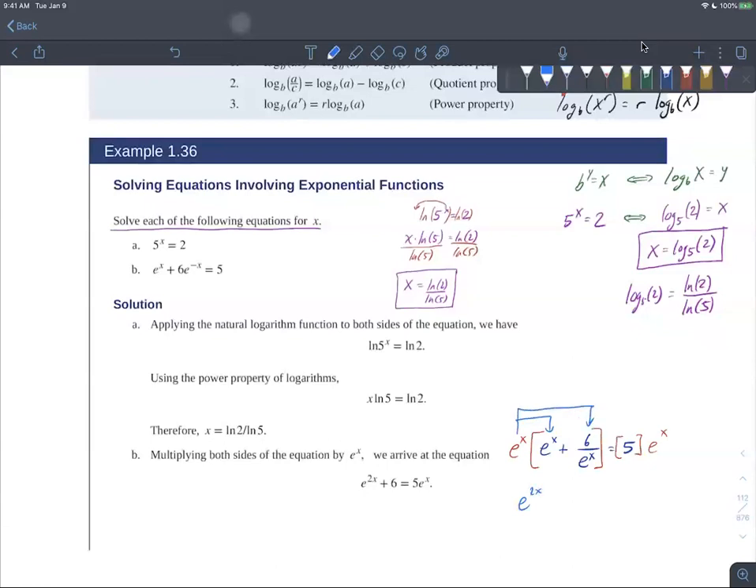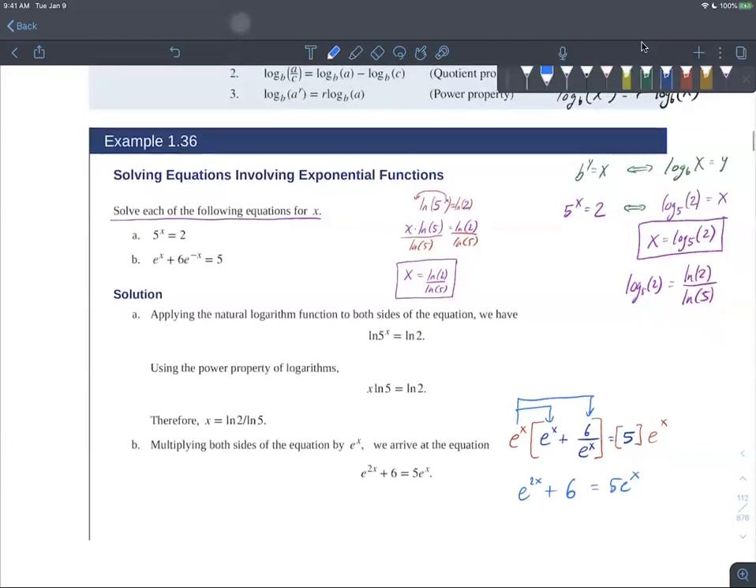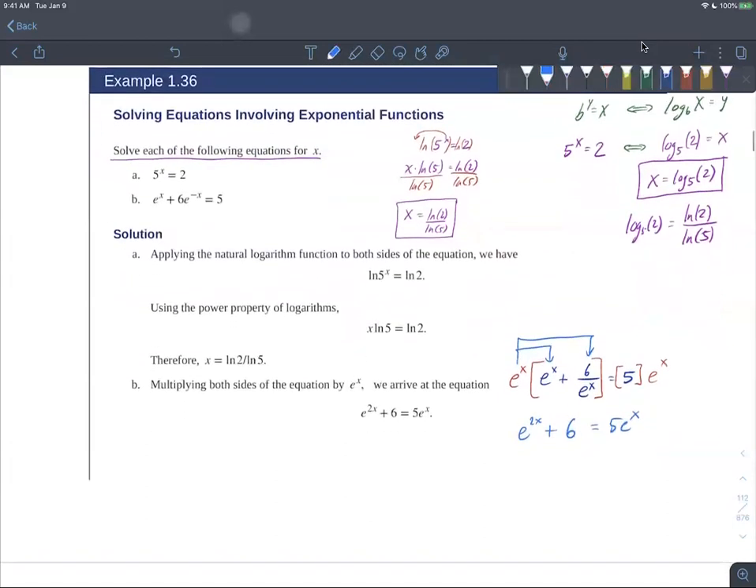Here we multiply e to the x by 6 over e to the x. The e to the x is canceled, leaving us with just the 6. And then 5 times e to the x is 5 e to the x. Now, this is kind of a cool little problem here. We're going to subtract 5 e to the x on both sides. And what do we get? We end up getting e to the 2x minus 5 e to the x plus 6 equals 0.